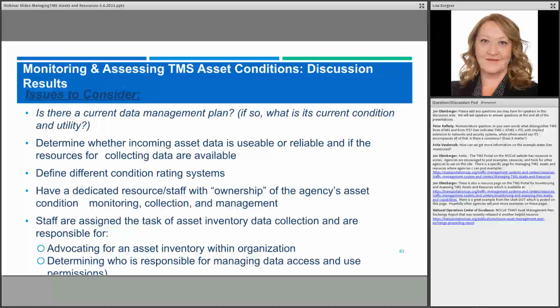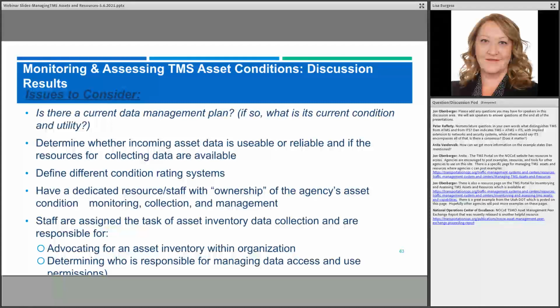Also, when it comes to monitoring and assessing the TMS asset conditions, oftentimes this falls to many different types of staff. It can be very tempting to put a lot of focus on the TMC and the operations staff, since they are the ones that can visually see or interact with the systems that are talking to a lot of these assets. They are the staff actively using some of the central system software and other types of operating systems. But the reality is that oftentimes this responsibility is spread across multiple different groups.